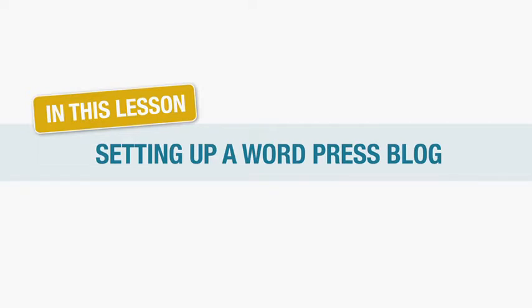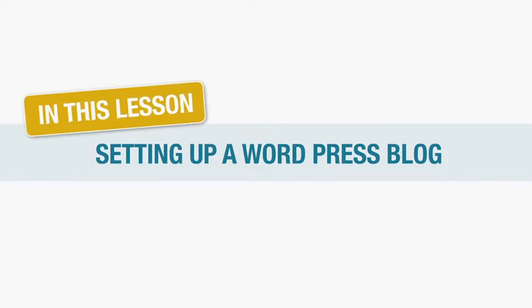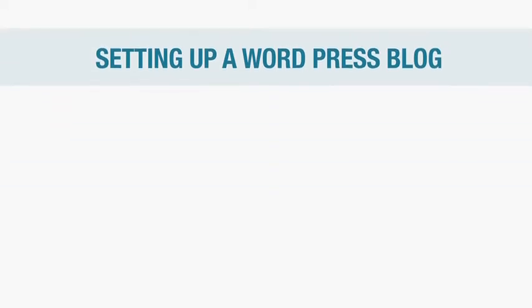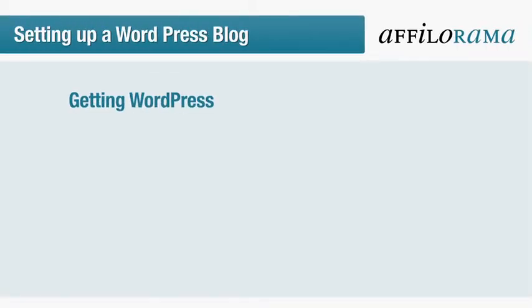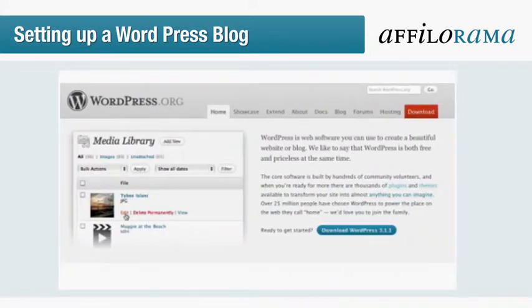WordPress is one of the best blogging platforms in the world. In this lesson, we're going to look at setting up a WordPress blog on your own web host. Step number 1, getting WordPress. The first thing you'll need to do is download WordPress. You can do this by going to wordpress.org and simply clicking on Download.